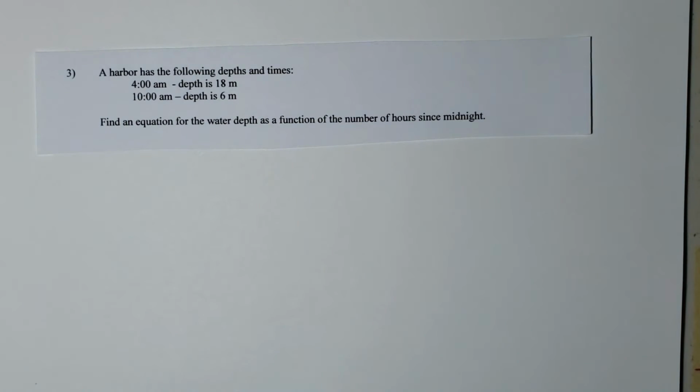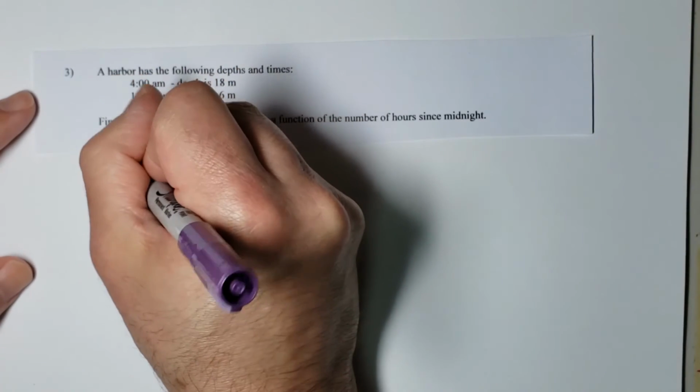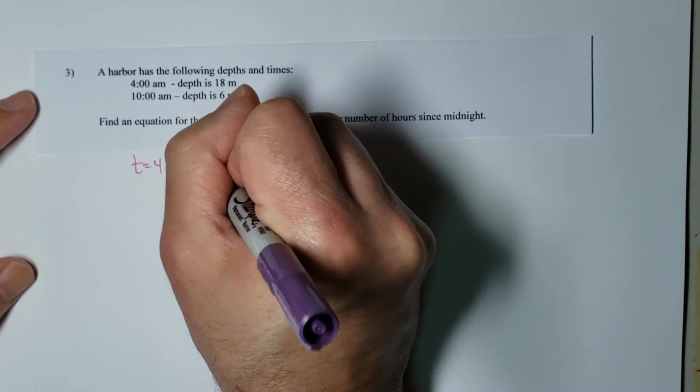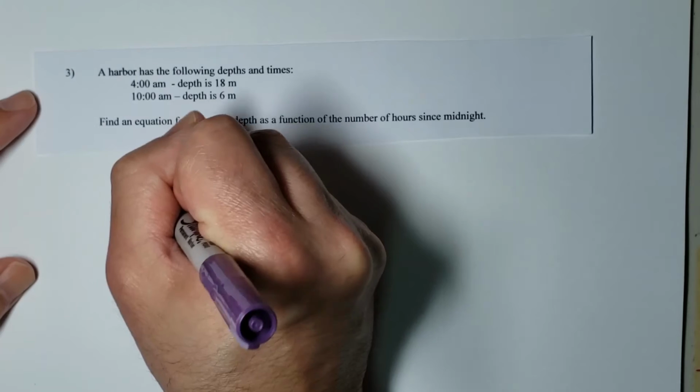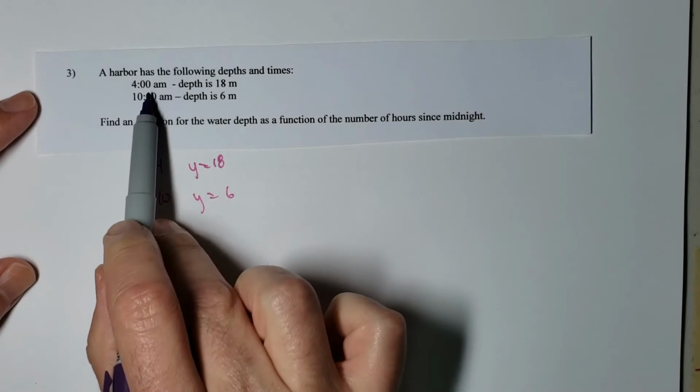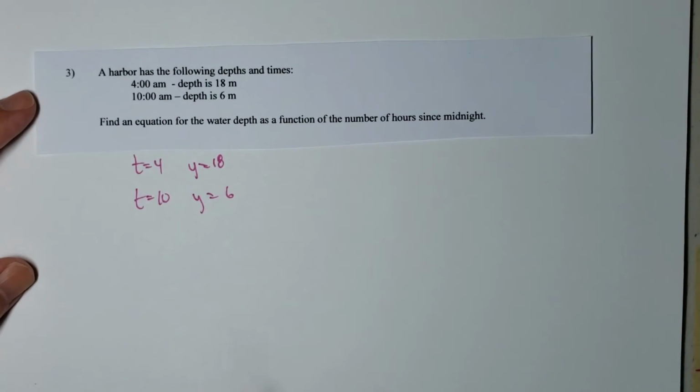Okay, so let's sketch this out or write it out first. T equals 4, the depth is 18. T equals 10, the depth is 6. T is hours since midnight, so that's why we're doing 4 a.m. is 4 hours after midnight.